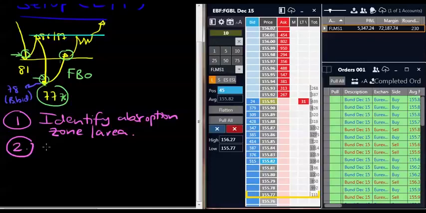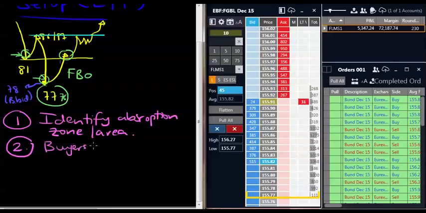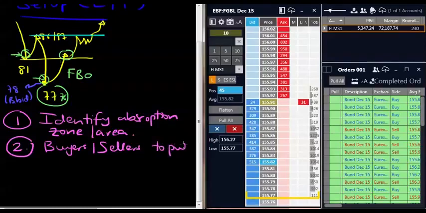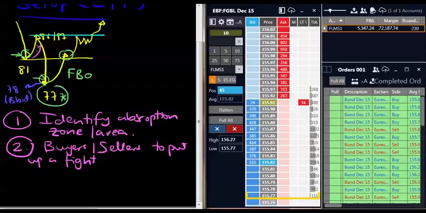So we're looking for absorption, but we're also looking for the buyers, or the sellers, to put up a little bit of a fight in that zone. We're trying to see them put up a fight. When I say put up a fight, this was our first initial fight in here. That was them trying to fight back the sellers.